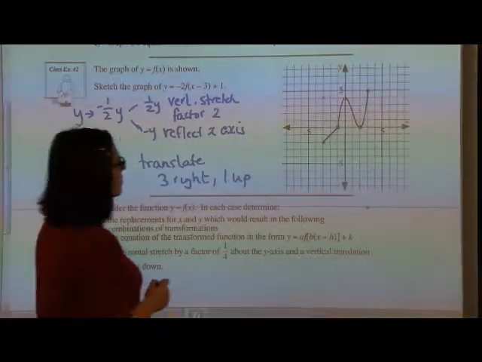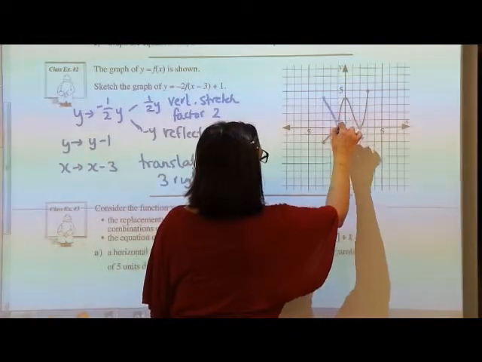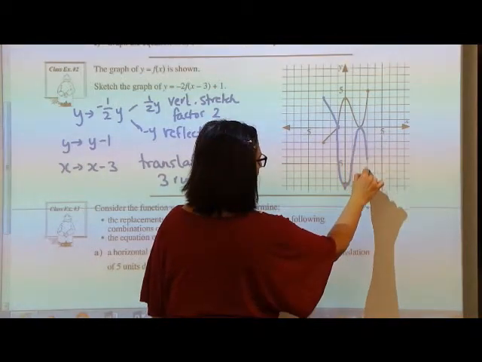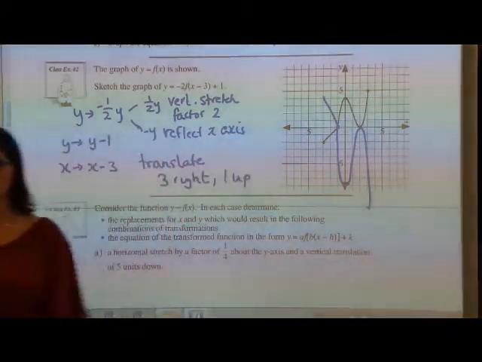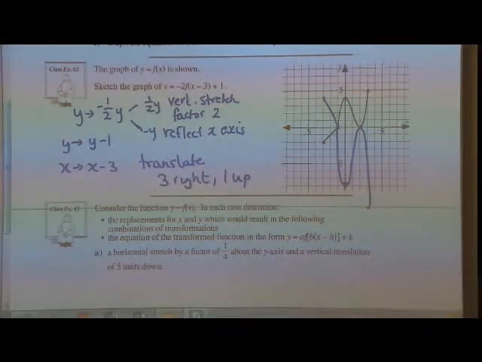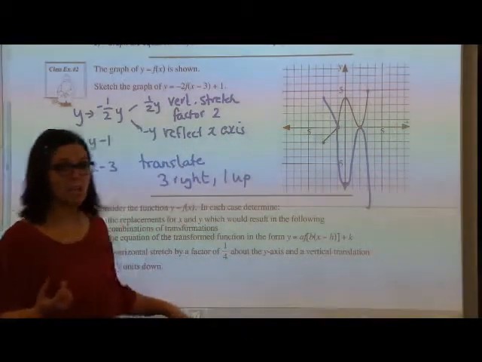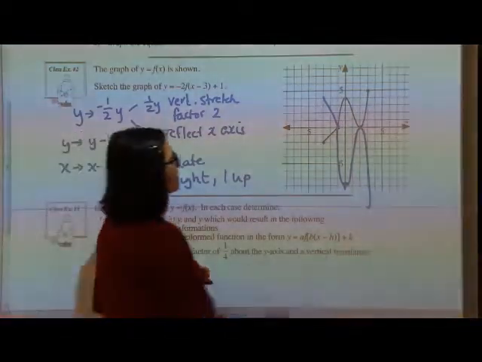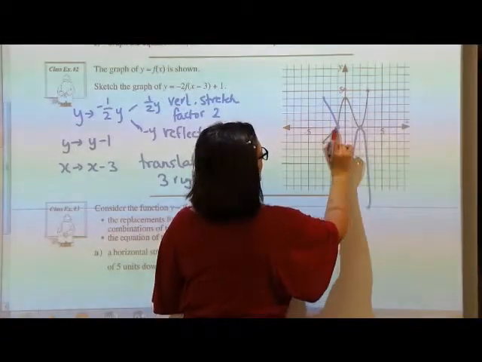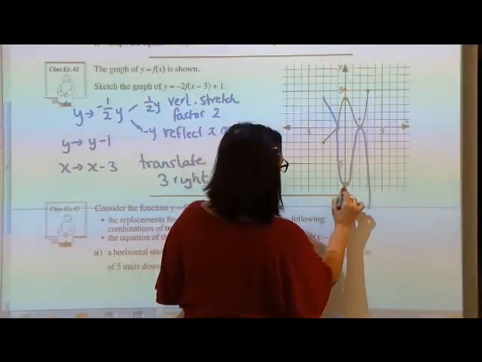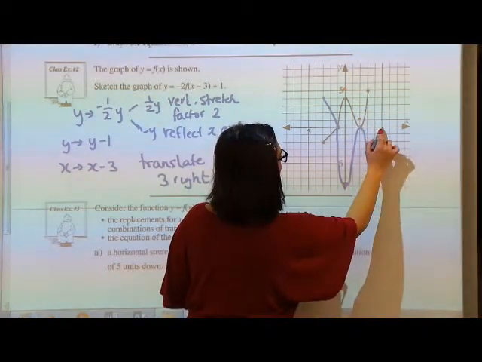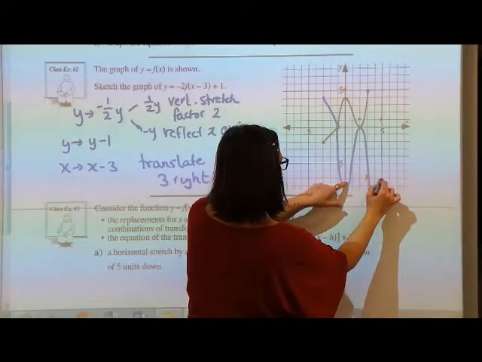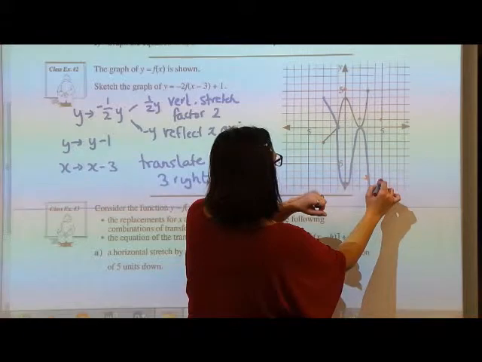So if I joined those points together, that's the graph that I get. And now I would take that entire graph, so I would take those 5 points again and move each of those points 3 units to the right and 1 unit up. So 3 and 1, 3 and 1, 3 and 1, 3 and 1, and then this one, when I go 3 and 1, would bring me to here.